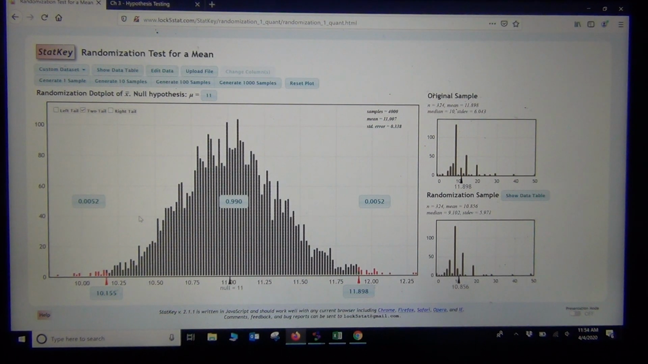Okay, so I hope this was helpful for you. We did the t-test traditionally with StatCato. We also looked up the numbers on the theoretical t-distribution calculator in StatKey, and then we also did a randomized simulation version of the hypothesis test. So I'm hoping this was helpful for you.